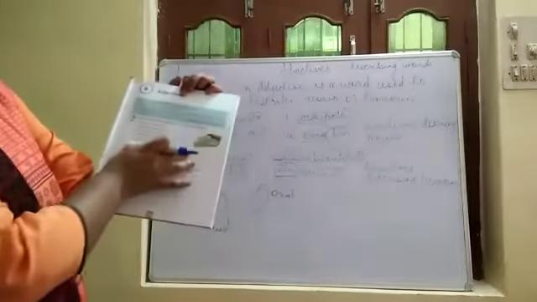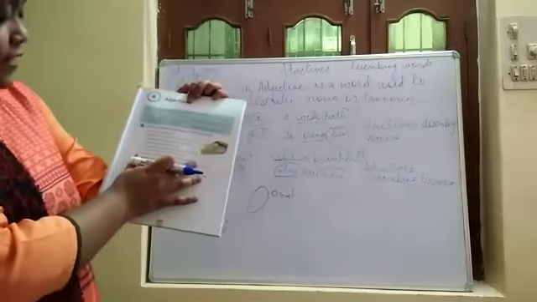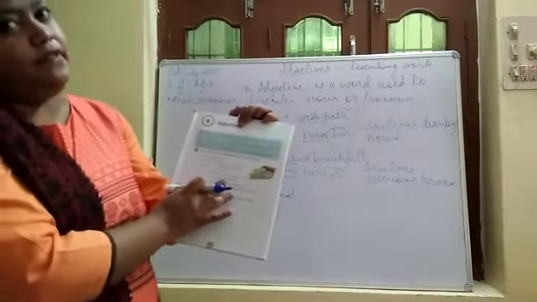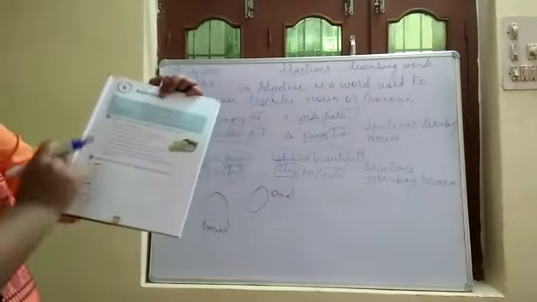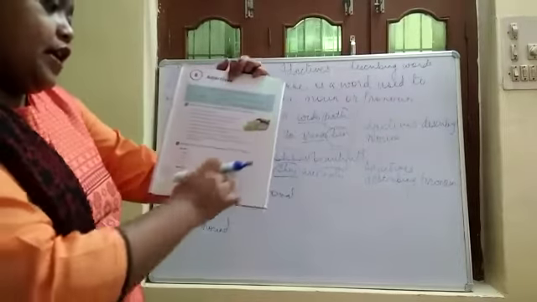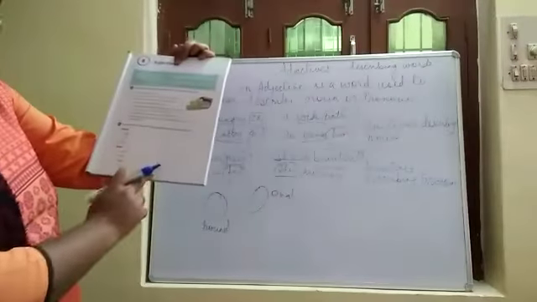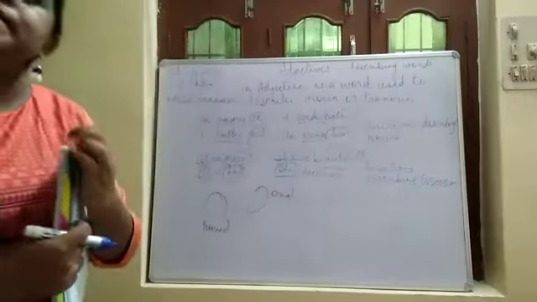Similarly, you will do the rest of the questions in exercise A. It's very easy. Okay. Now, coming to exercise B. Exercise B is a crisscross word. Here the opposites have been given. What do you mean by opposites?